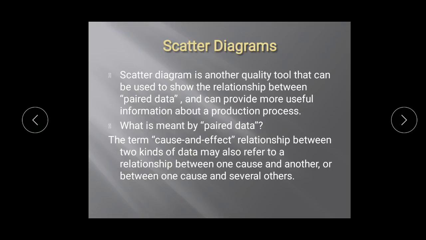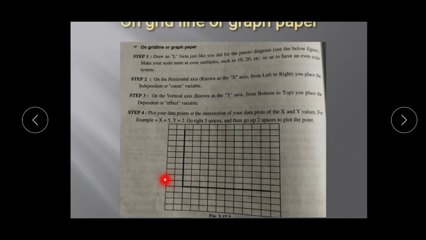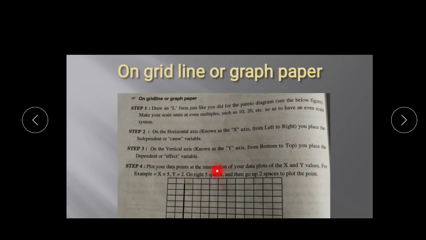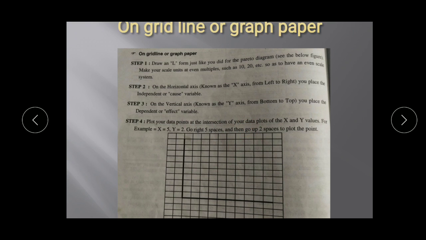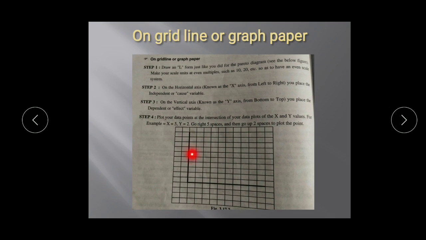So scatter diagram is a relationship between your paired data, that is the relatable data which is being calculated for analysis. So on grid line or graph paper, how to calculate the scatter data? This is how they calculate the scatter data. Step 1 is draw an L form, just like on the Pareto diagram. So you have to draw a normal L-like diagram to plot, that is a Pareto graph.